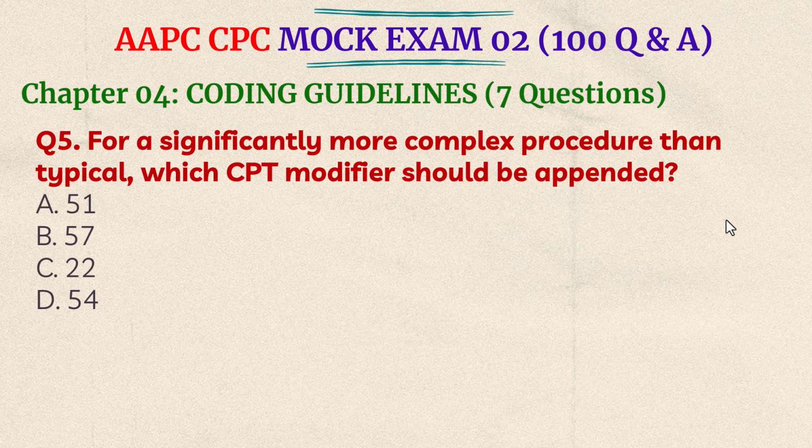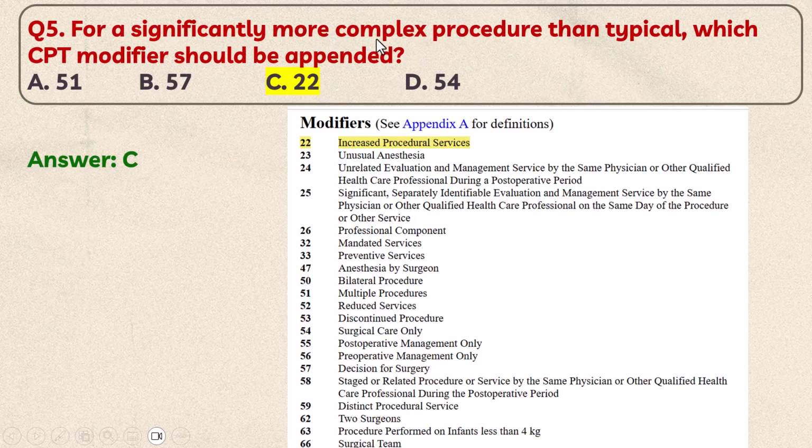Question number 5. For a significantly more complex procedure than typical, what CPT modifier should be appended? So there are 4 answers: 51, 57, 22, and 54. Find the answer. Here the procedure is complex, so it needs more time and more effort. When you see the CPT modifiers on the back side of the front cover, you can go through all the codes. Modifier 22 is increased procedural services, 51 is for multiple procedures, 54 for surgical care only, 57 for decision for surgery. So in this case, the correct answer is C, 22, increased procedural services.